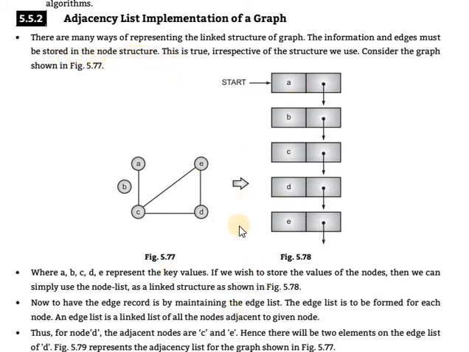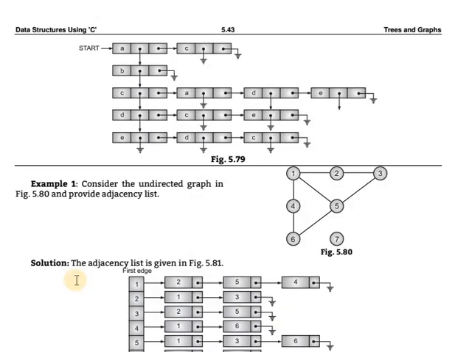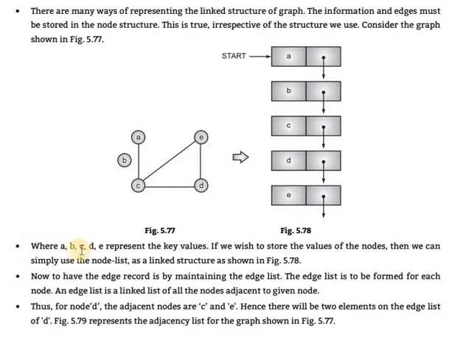This shows the edges and node structure. Okay, these are A, B, C, D, E, the nodes, where A, B, C, D, E are the key values. If we wish to store the values of the nodes, then we can simply use the node list as a linked list as shown in that figure.